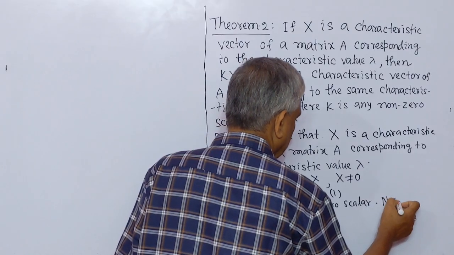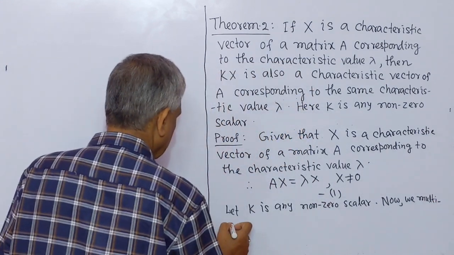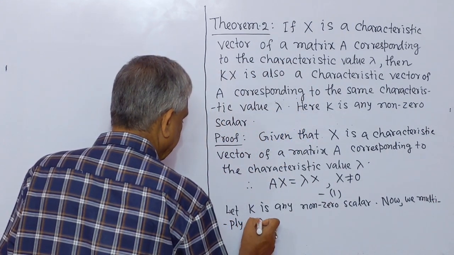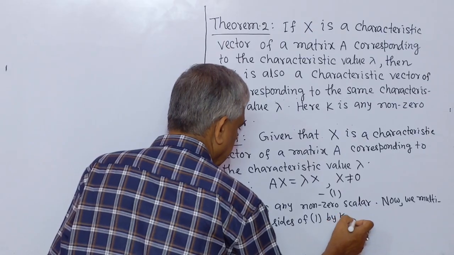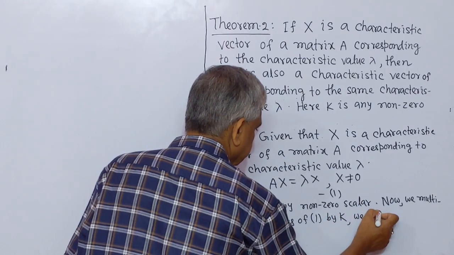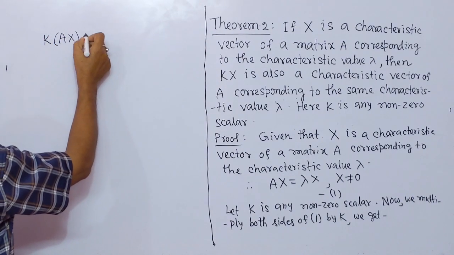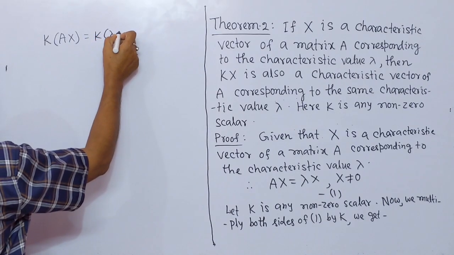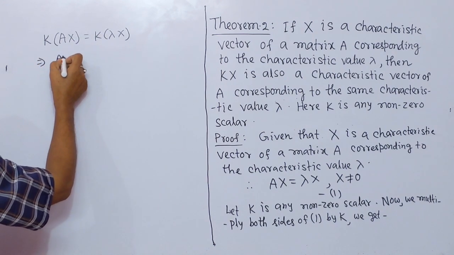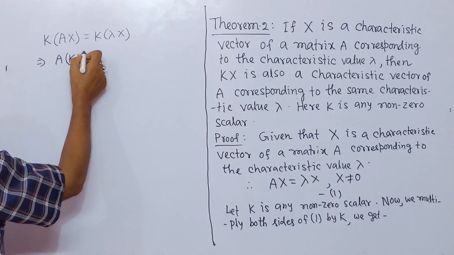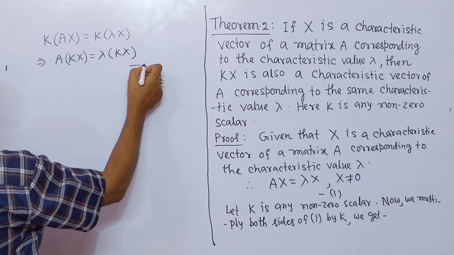Now we multiply both sides of 1 by k. We get k Ax equal to k lambda x, which implies that A(kx) equal to lambda (kx). This is number 2.